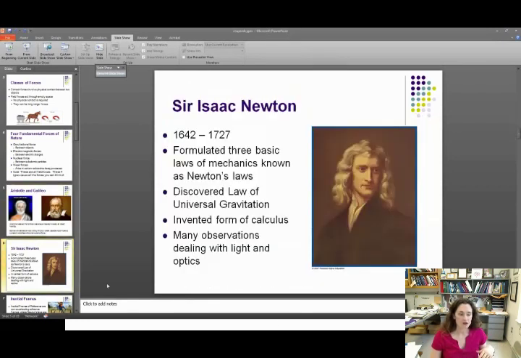The equations that we're going to discuss in this chapter, and our conception of force, were laid down by Sir Isaac Newton. He's famous for a lot of different things. First and most importantly for this chapter, he formulated the three basic laws of mechanics known as Newton's laws. In addition, as we'll study later, he discovered the law of universal gravitation, which explains why, for example, the moon and the earth are attracted to one another. He also, in order to explain the physics, invented a form of calculus, simultaneously with Leibniz. And he did a lot of work on light and optics.